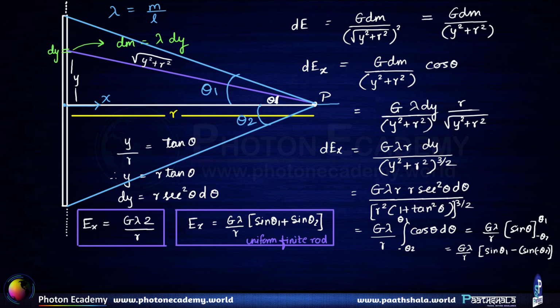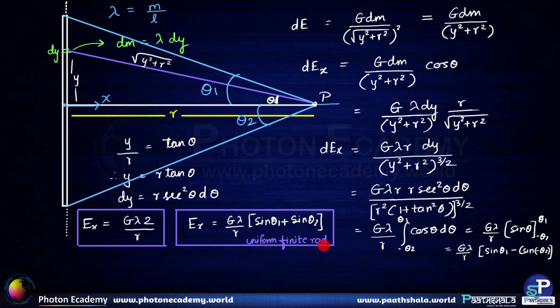Then we went on to derive the expression of the gravitational field in the perpendicular direction for a finite rod. So this is the direction perpendicular to the rod, and there will be a field parallel also for a finite rod, but that expression I have left for the student to derive on their own. So for the parallel expression, you'll have to write dEy, and here you'll have to take sine theta instead of cos theta. The rest of the integral you can pursue in similar manner. So basically, for a finite rod, the expression is G lambda upon r sine theta 1 plus sine theta 2.